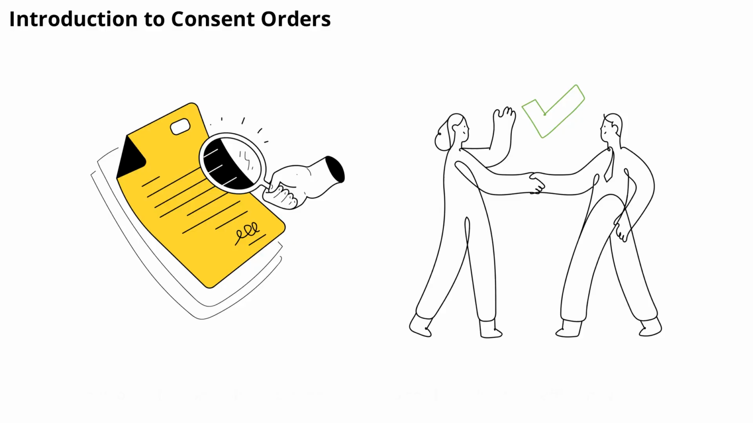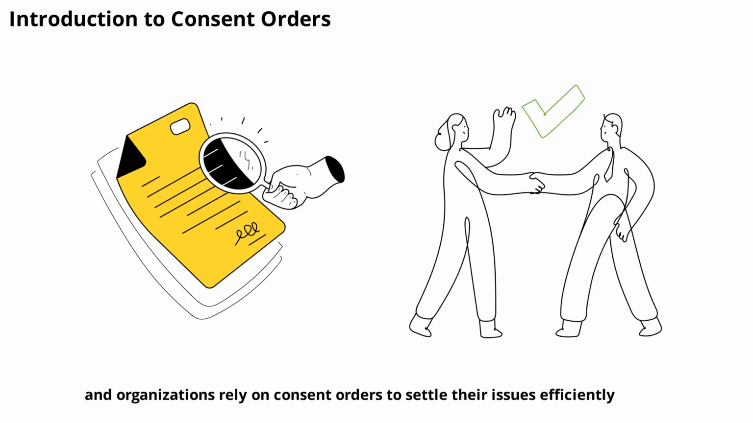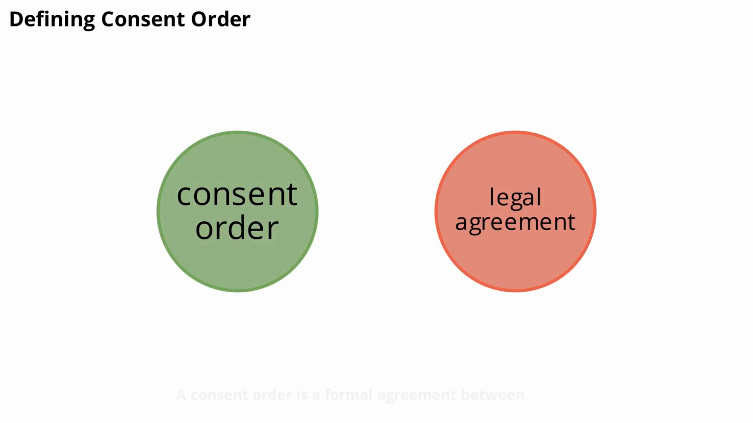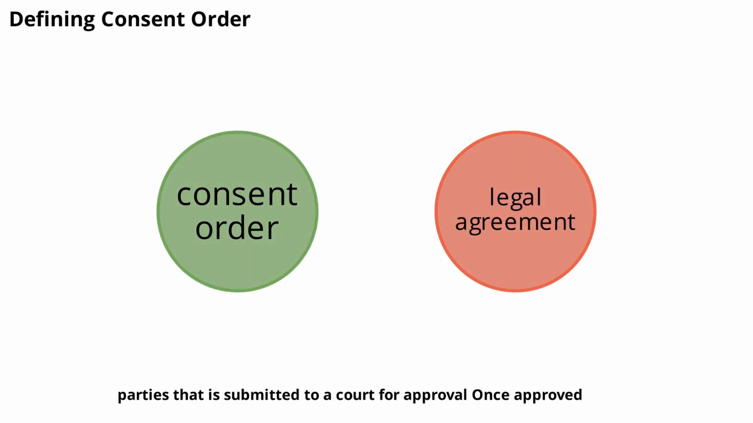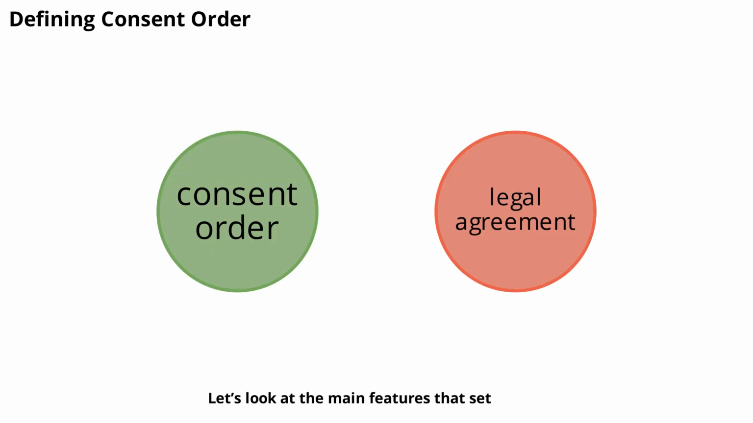Let's start by understanding the basics and why so many people and organizations rely on consent orders to settle their issues efficiently. A consent order is a formal agreement between parties that is submitted to a court for approval. Once approved, it becomes legally binding, just like any other court order. The key difference is that both parties have agreed to the terms rather than having a judge impose a decision after a trial. This makes consent orders a popular choice for resolving disputes amicably and efficiently. They can cover a wide range of issues, from financial settlements to parenting arrangements.